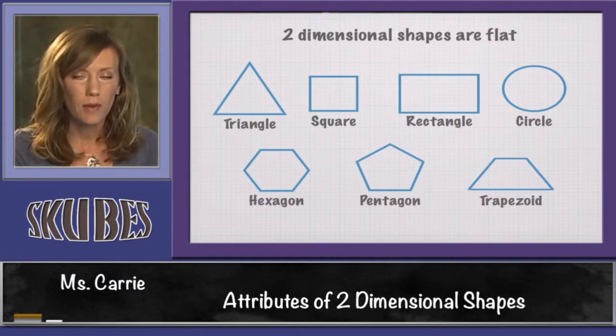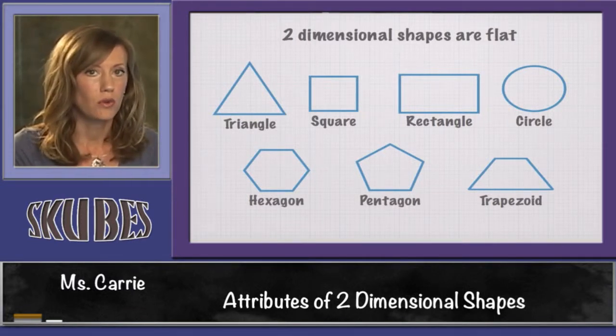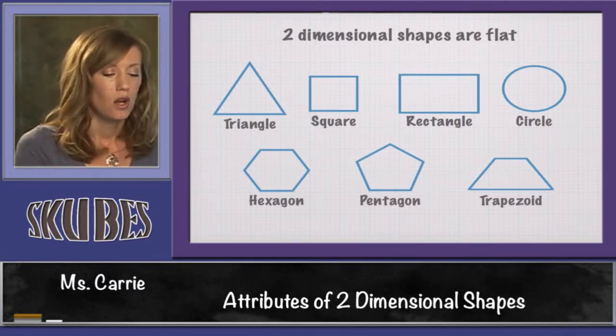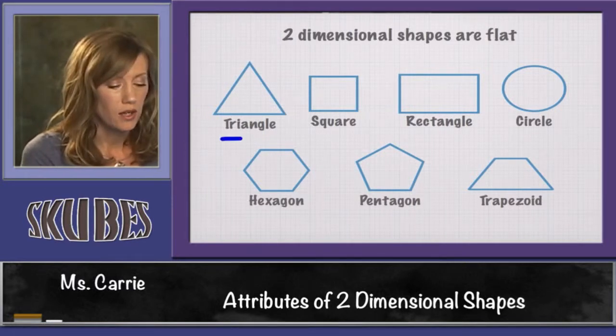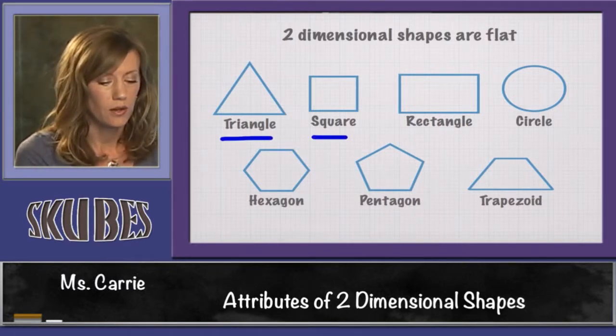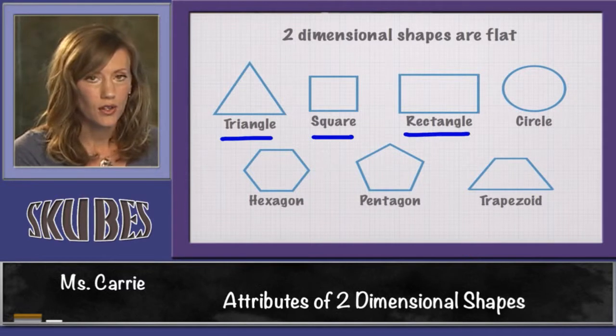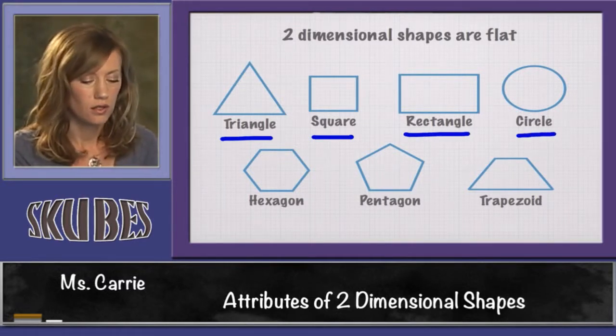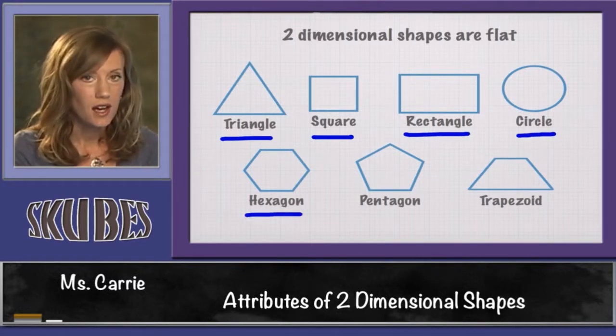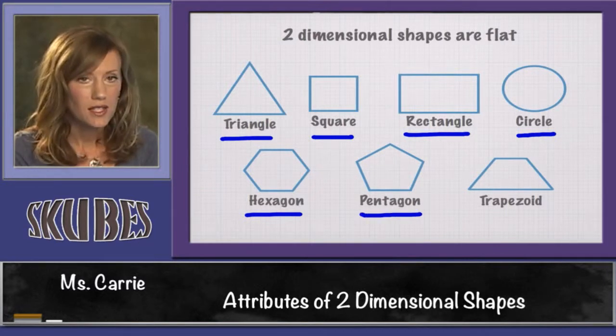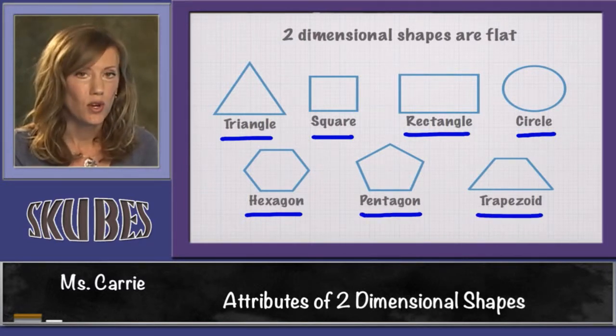So let's first talk about the shapes we're going to go over, and then we'll talk about their attributes. Today we're going to talk about a triangle, a square, a rectangle, a circle, a hexagon, a pentagon, and a trapezoid.